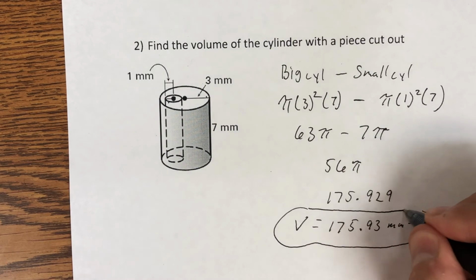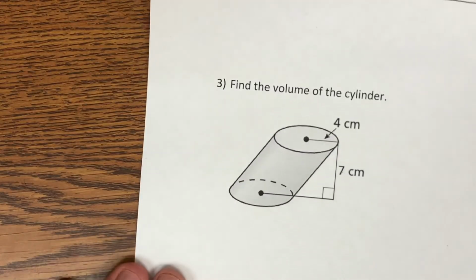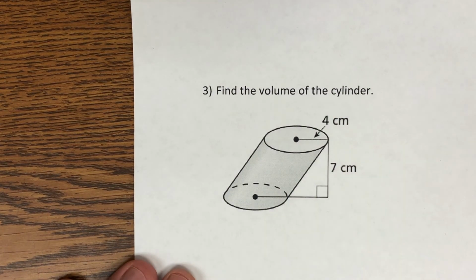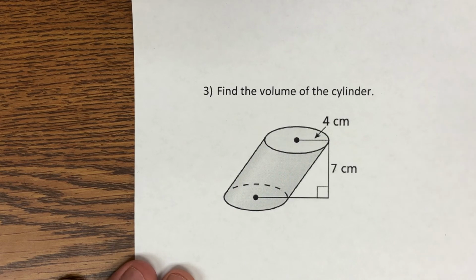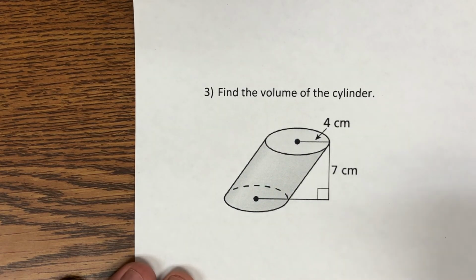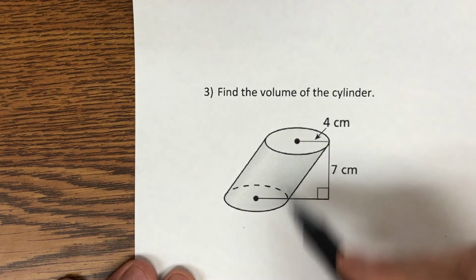And lastly, we're looking at an oblique cylinder. An oblique cylinder is tilted, all right? Now, we don't really find the surface area of oblique cylinders in this course. However, we will find the volume. And the formula doesn't change. It's kind of like the Leaning Tower of Pisa in Italy, I believe. It's just leaned over. The volume would be the same if it was going straight up and down.